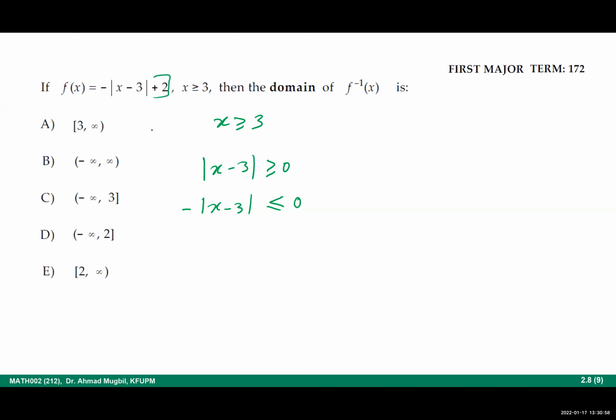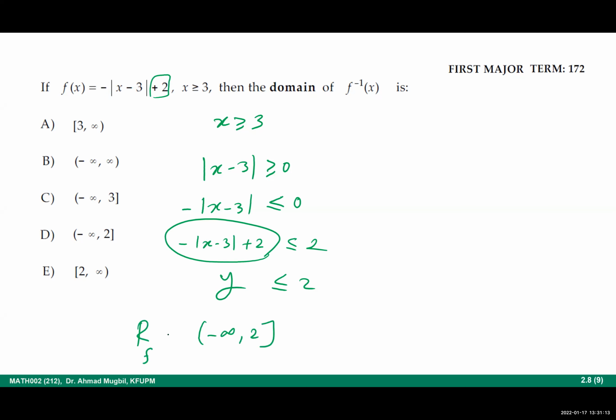less than or equal to 0. When we multiply by a negative number, the inequality changes. Then there is 2 added here, so we will add 2 to both sides. What is this? This is our y. So y is less than or equal to what? 2. This means it is from negative infinity up to 2. This is the range of this function, and the answer is D.